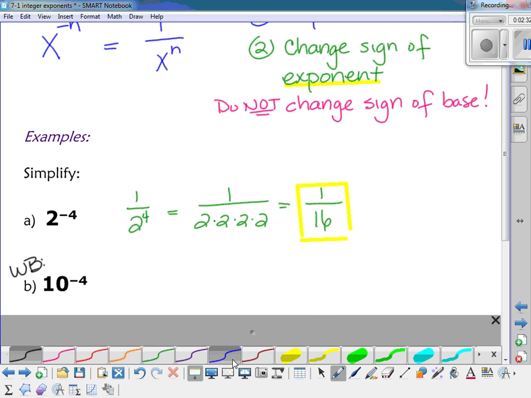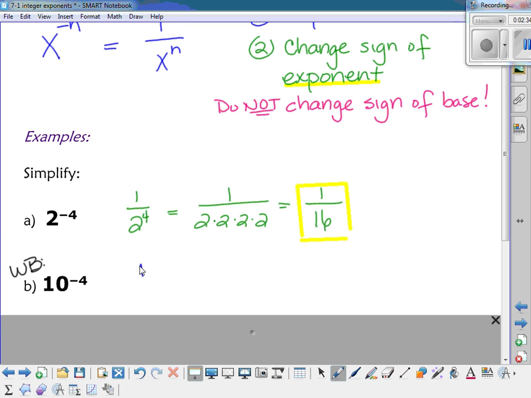Okay, so you just had to flip it over, make it 1 over 10 to the positive 4th, which is just 1 over 10 times 10 times 10 times 10. So what's the rule with multiplying by 10? A 0 for each one, right? And so since it's 10 to the 4th, I'm going to have 4 zeros. So it's 1 over 10,000.